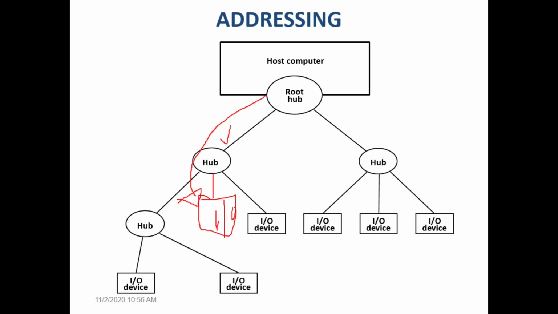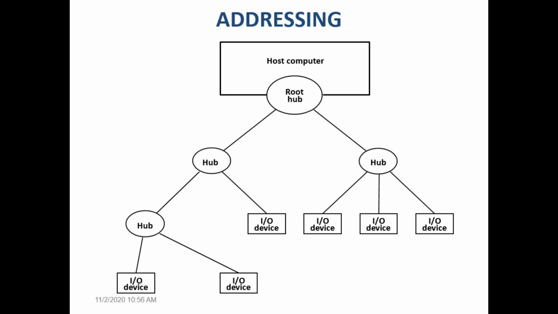So in addressing, whenever a new device is connected, nobody comes to know that a new device has been connected. Only the hub to which the new device is connected comes to know. Initially, when a new device is connected, its address is 0. That means it's not a valid address. Periodically, when the root hub collects the data from every hub, the root hub comes to know that a new device has been connected to a particular hub, and then communicates with the IO device and assigns a unique 7-bit address.